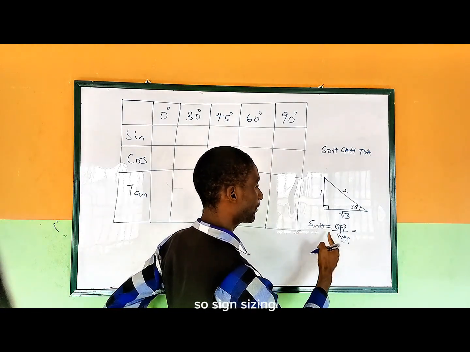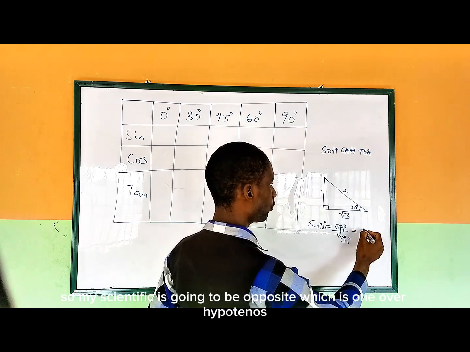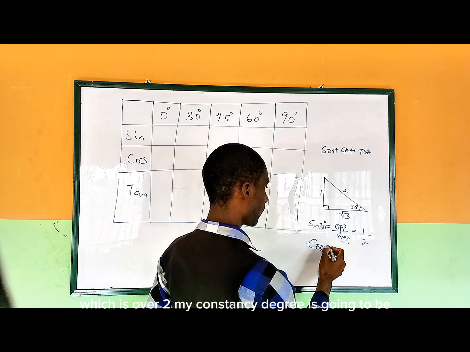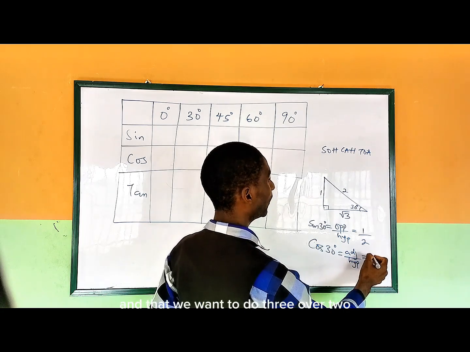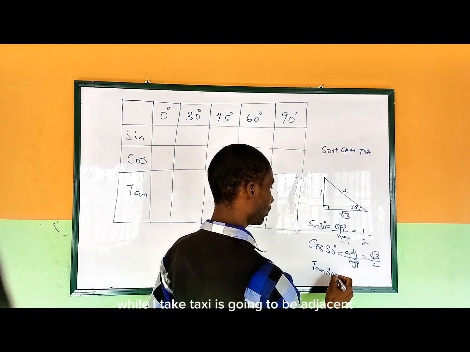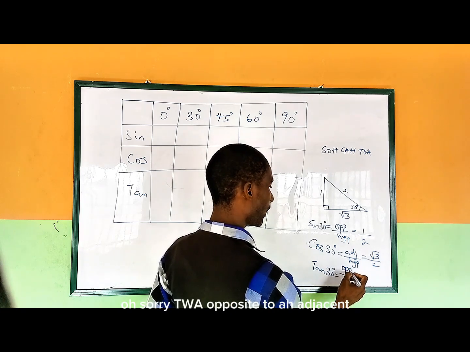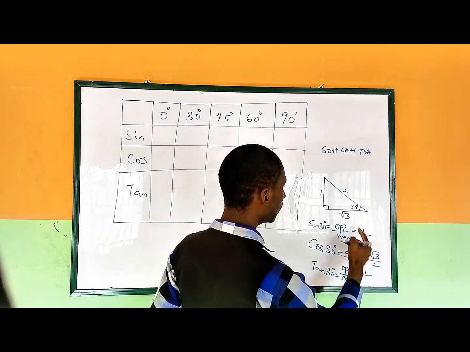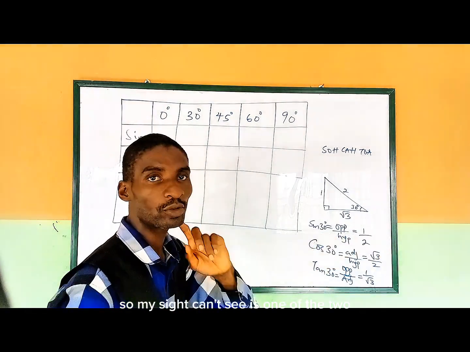So my sine 30 is going to be opposite, which is 1, over hypotenuse, which is 2. My cos 30 degrees is going to be adjacent over hypotenuse, and that will be root 3 over 2. While my tan 30 is going to be opposite over adjacent. What's the opposite to angle 30 degrees? 1. What is the adjacent? Root 3.